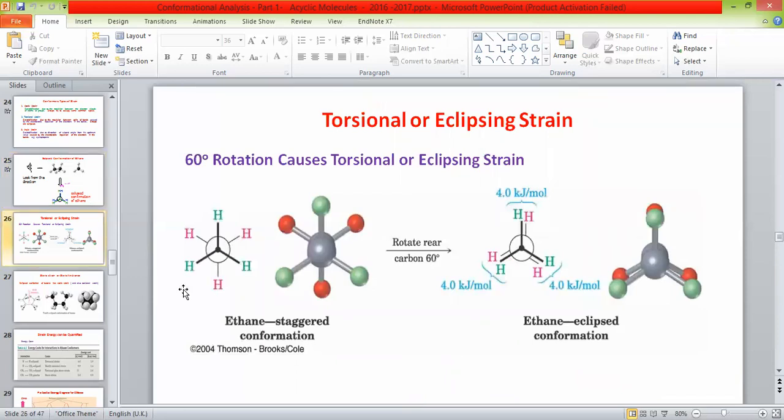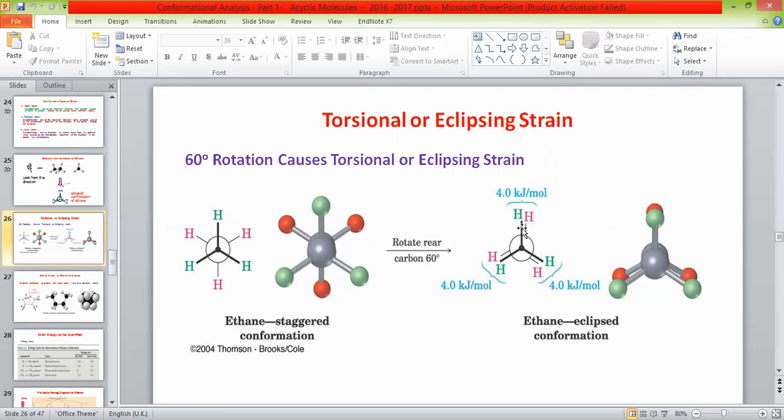So you have this particular molecule in the staggered position, and then what is going to happen is that it rotates. You have this. So this is what is actually being explained here. You have HH interactions. Each HH eclipsed interaction is 4 kilojoules per mole.